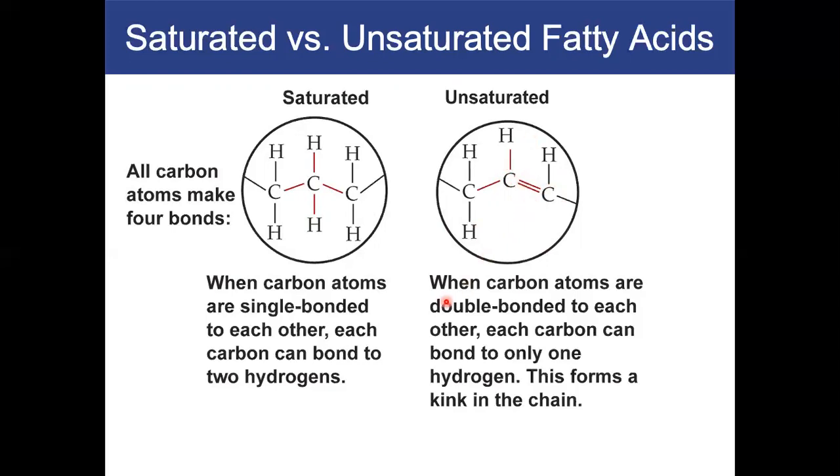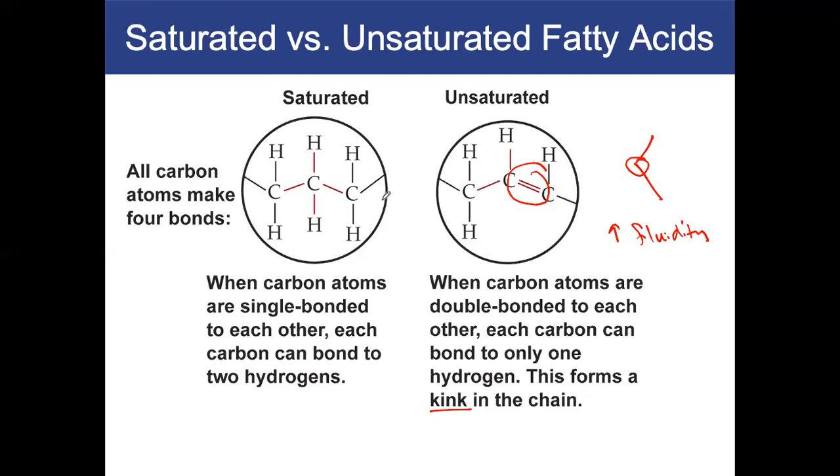Why is this important? If you look down, it forms a kink in the chain. Okay, so why is this important? This double bond right here is going to make this fat kink. And so it forms a kink in the chain of this fatty acid tail. And when it kinks or bends, this is going to increase the fluidity. And so the more double bonds you have, the more fluidity there is. And this will be important when we get to our plasma membrane, right?